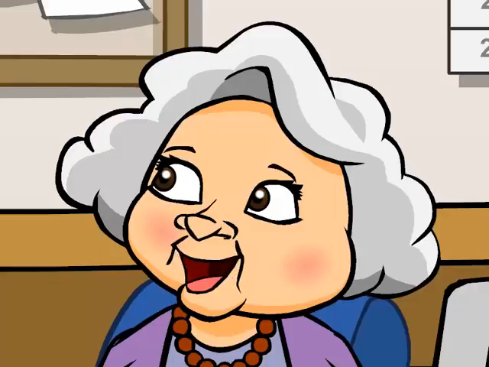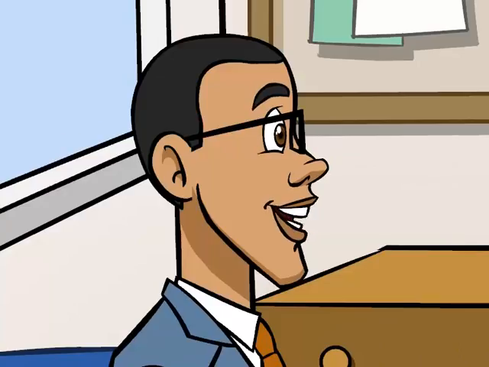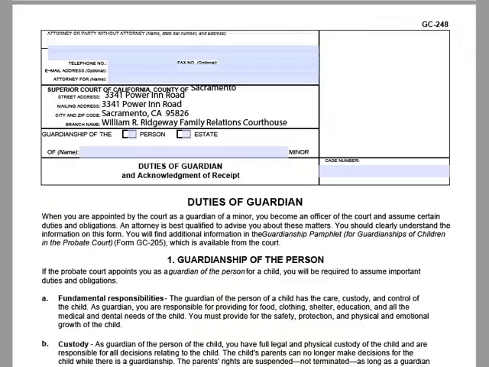It looks like the next form in the packet is called Duties of Guardian. This form is very easy. It explains to people what they are required to do as guardian. A lot of it deals with guardians of the estate, but some of it talks about guardians in general, and some about guardians of the person.